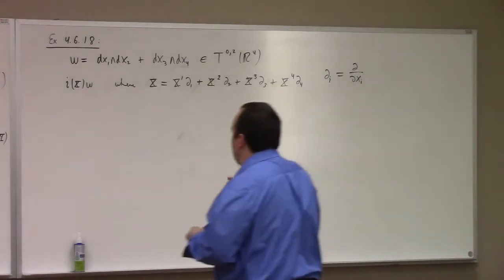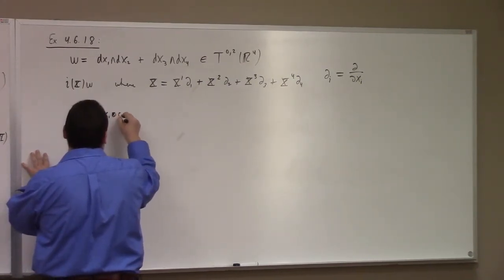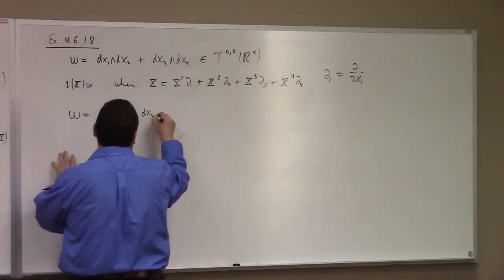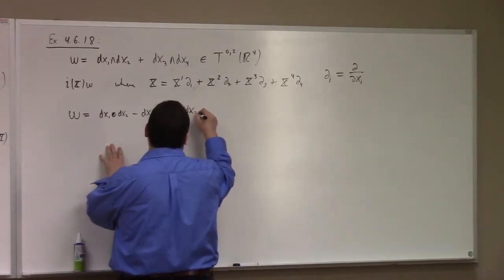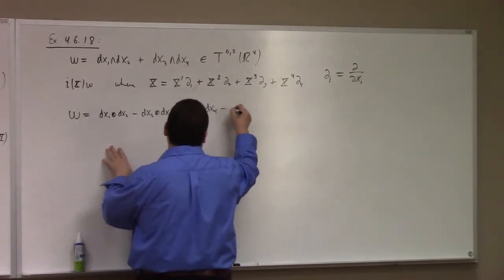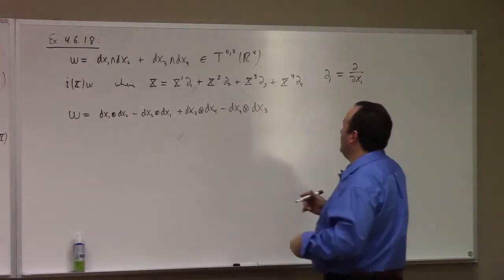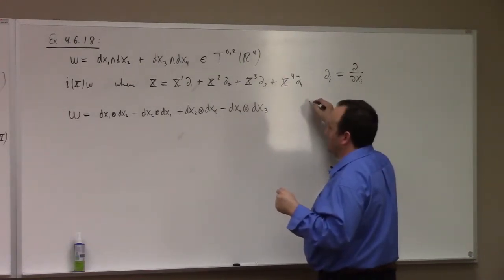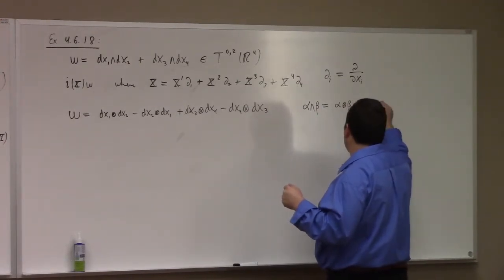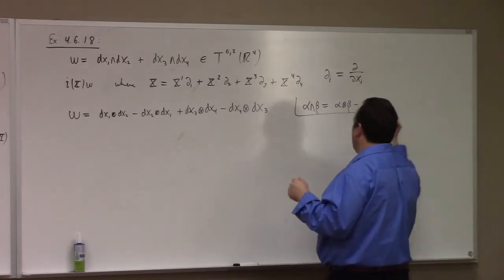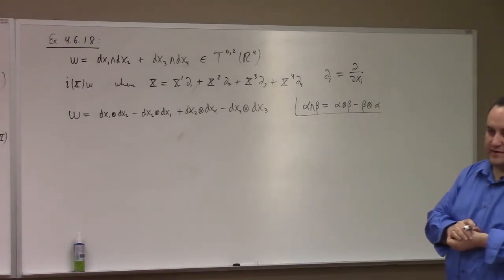Now, the easiest way I know to do this is to straight up write omega as what it is, which is dx1 tensor dx2 minus dx2 tensor dx1 plus dx3 tensor dx4 minus dx4 tensor dx3. Remember, we have this identity that alpha wedge beta is equal to alpha tensor beta minus beta tensor alpha, supposing that alpha and beta are one forms. So that's how to convert from one forms.